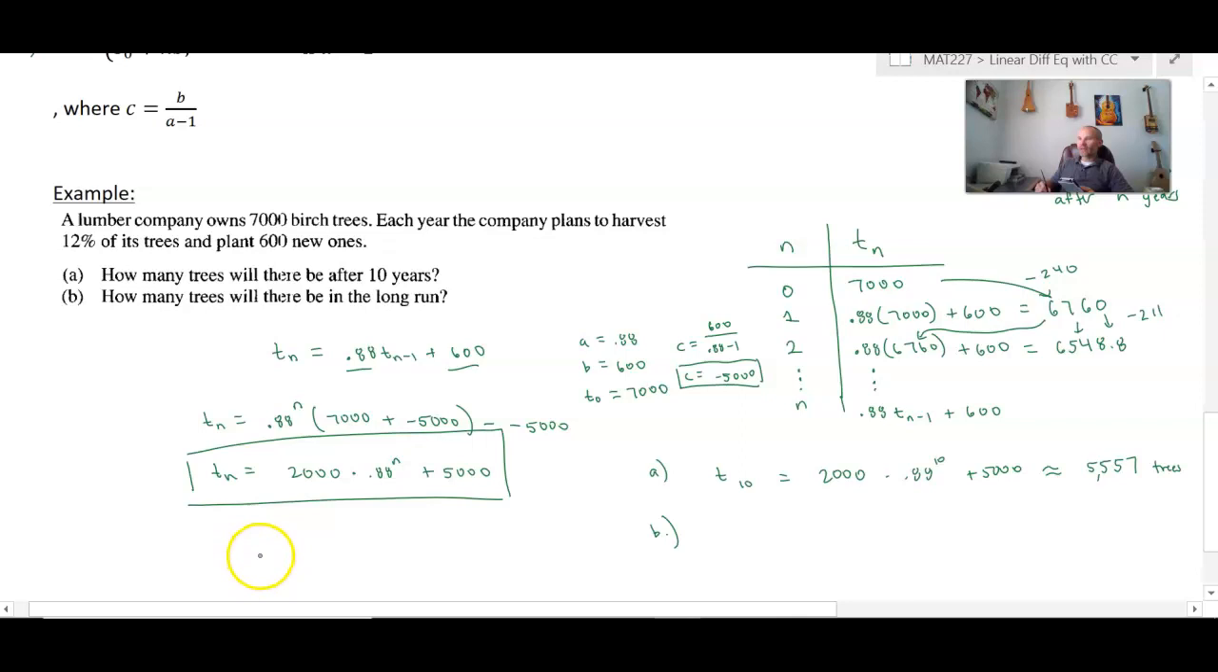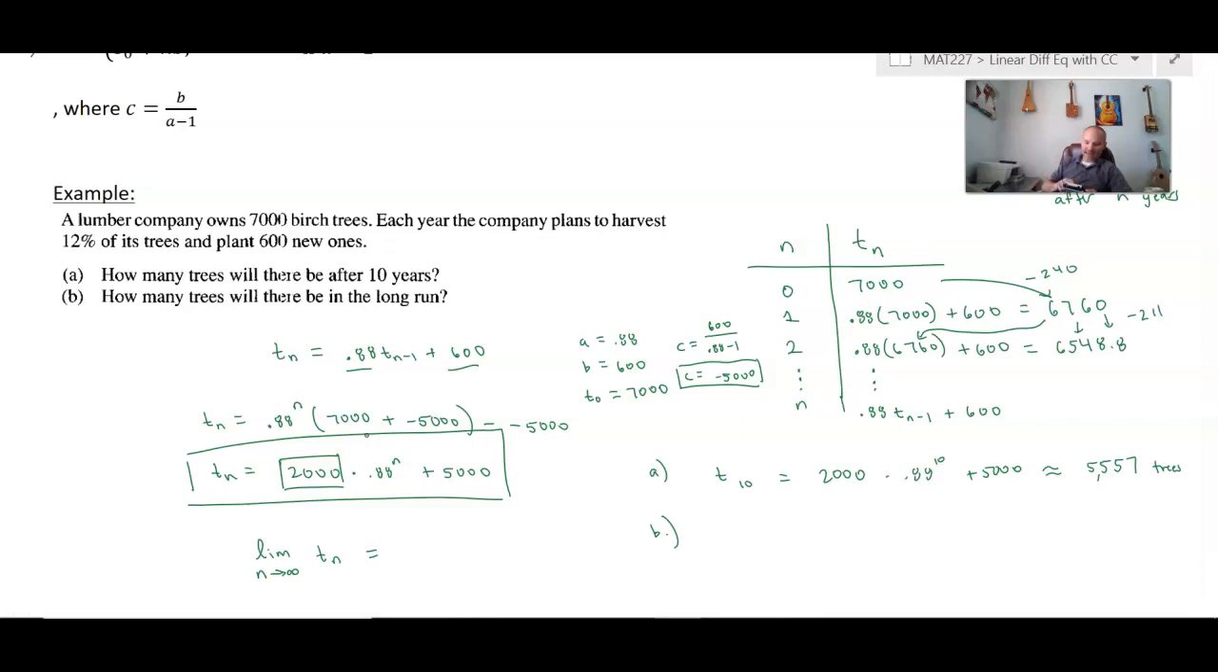I'm going to do a limit observation here. I'm going to say what happens as n gets really, really large to t sub n. And without doing any real calculus here, I'm just going to look at each term and say, what happens to that term as n gets large? Well, notice here in this first one that 2000 is always that coefficient. But here I'm taking a number that's between 0 and 1 and raising it to a power.